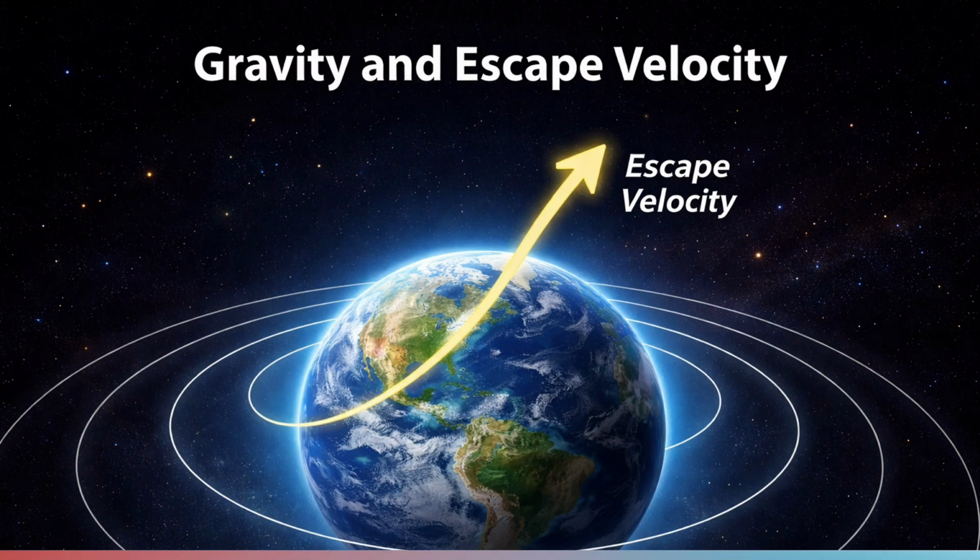In this image, the curved lines represent how gravity extends outward from Earth. The closer you are, the stronger that pull becomes. Now, if you launch an object upward, it needs a certain speed to escape Earth's gravity completely. That speed is called the escape velocity. The yellow arrow shows that idea, an object moving fast enough to break free instead of falling back. For Earth, that speed is about 11 kilometers per second, or roughly 25,000 miles per hour.